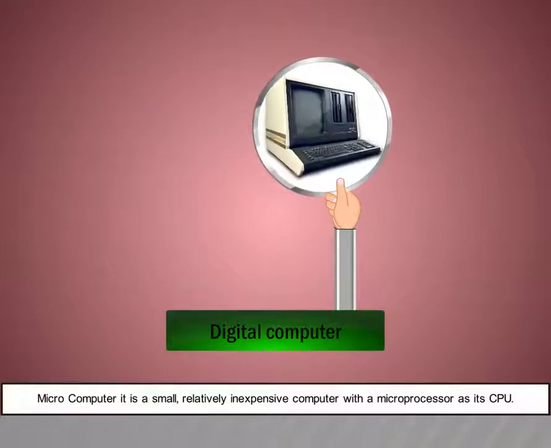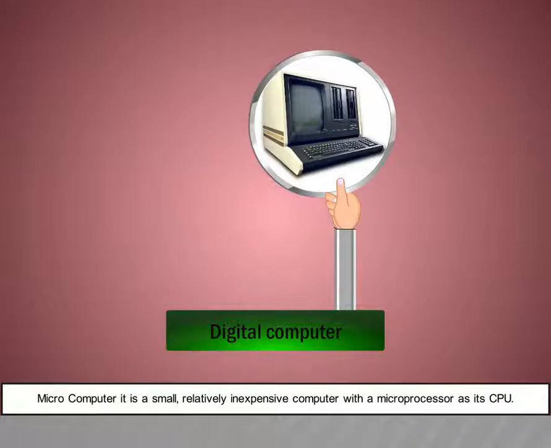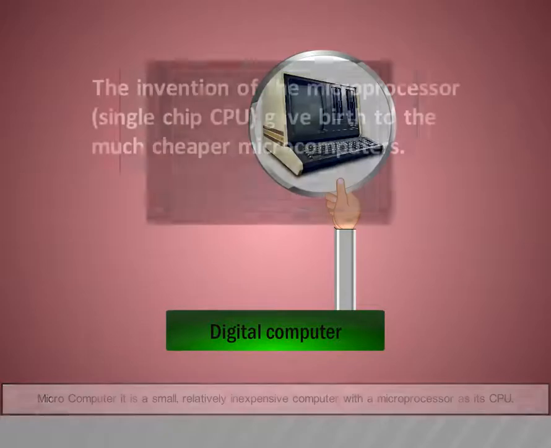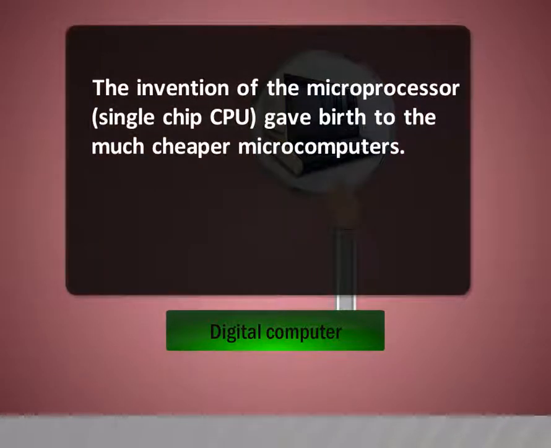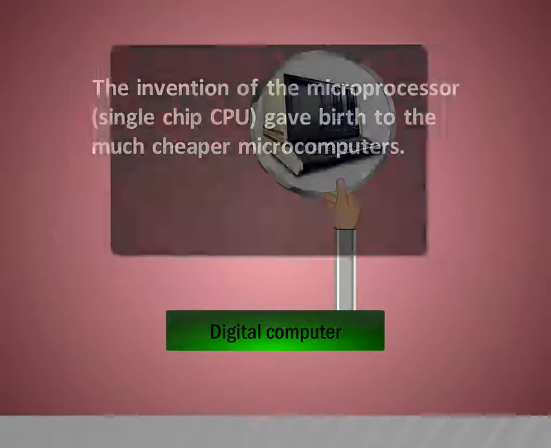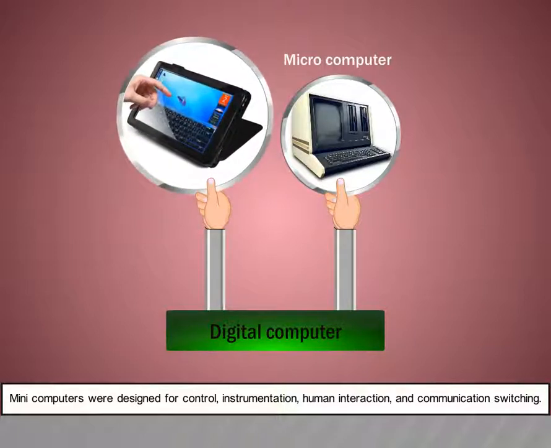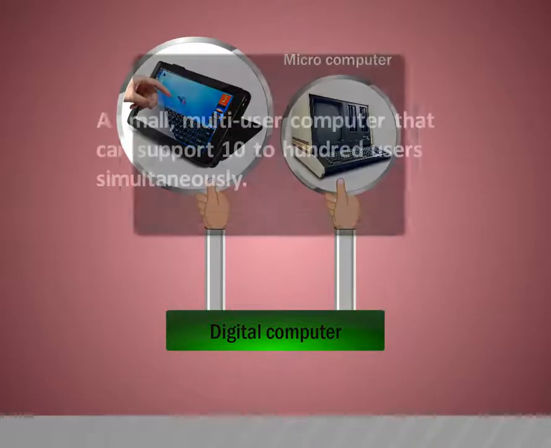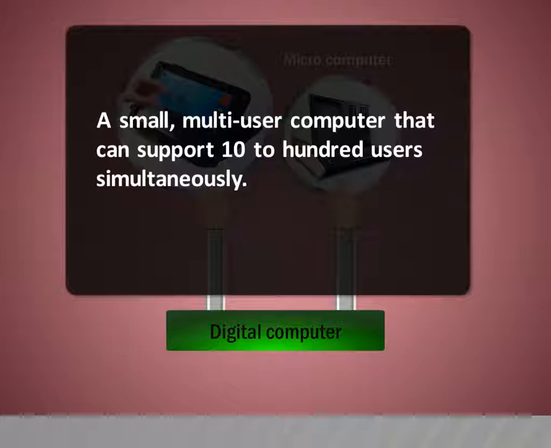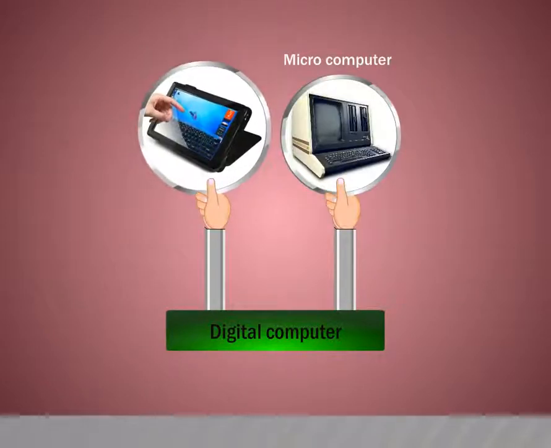Microcomputer. It is a small, relatively inexpensive computer with a microprocessor as its CPU. The invention of the microprocessor, that is, the single-chip CPU, gave birth to the much cheaper microcomputers. Minicomputers were designed for control, instrumentation, human interaction, and communication switching. A minicomputer is a small multi-user computer that can support 10 to 100 users simultaneously.